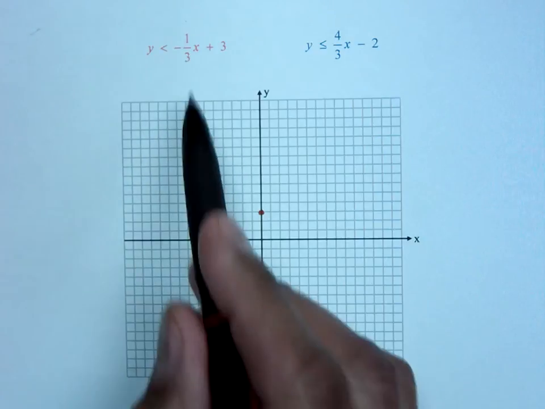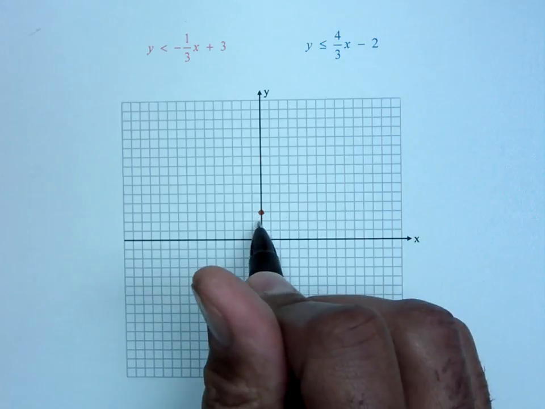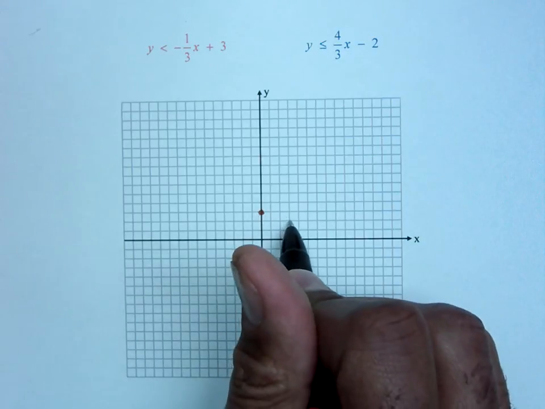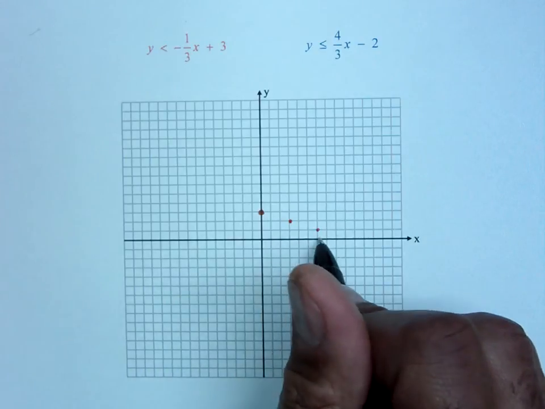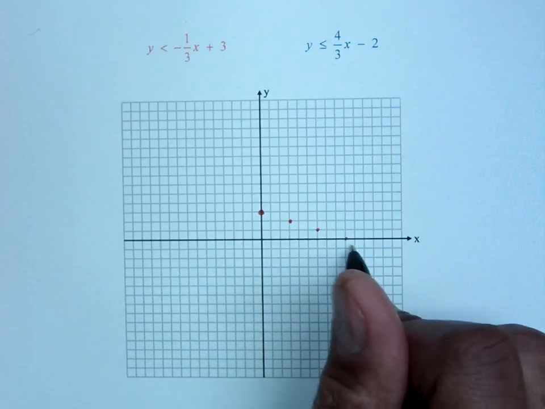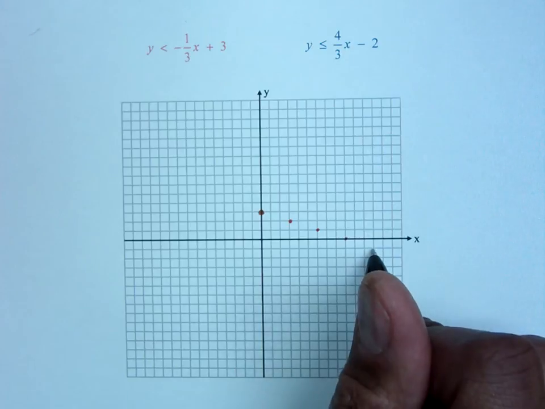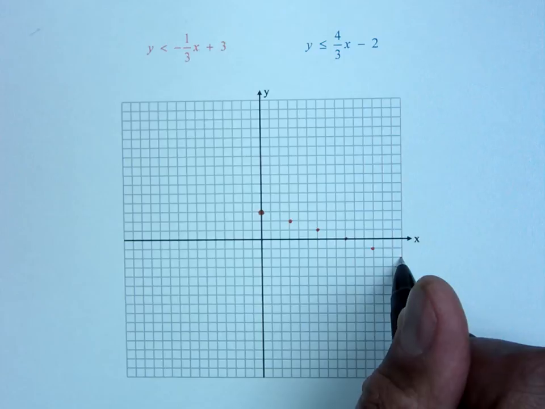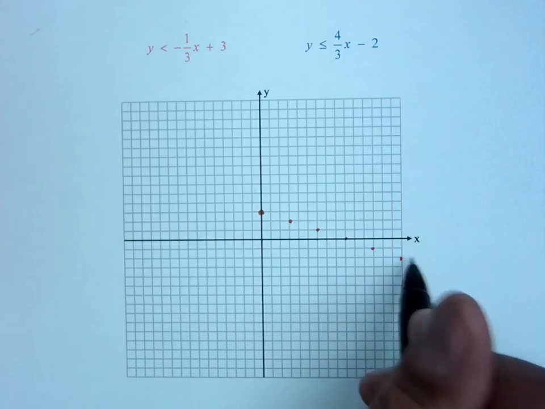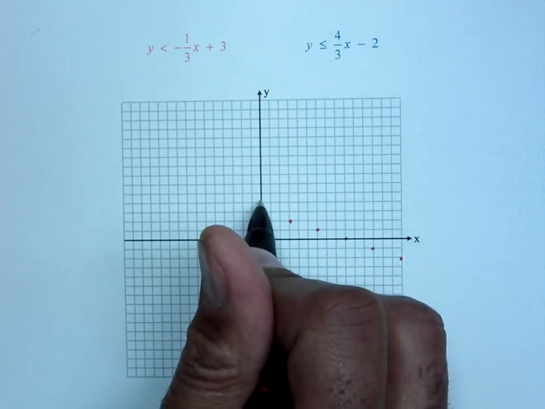Specifically, it's going to go down 1 and over 3. Down 1 and over 3. And we'll make several points until we run out of room. The more points we have, the more accurate our graph will be. I'm just continuing to go down 1 and over 3. As I do that, you can see that these red points line up. They fall in a straight line.